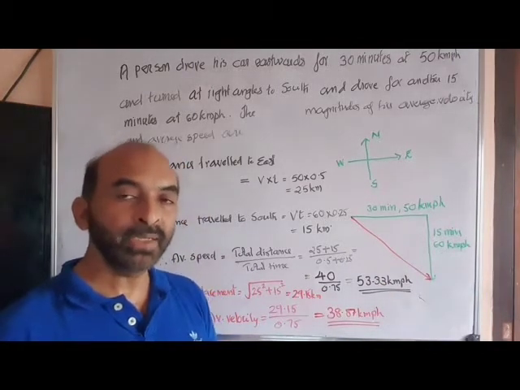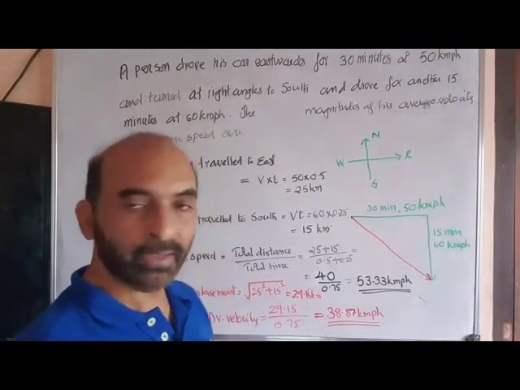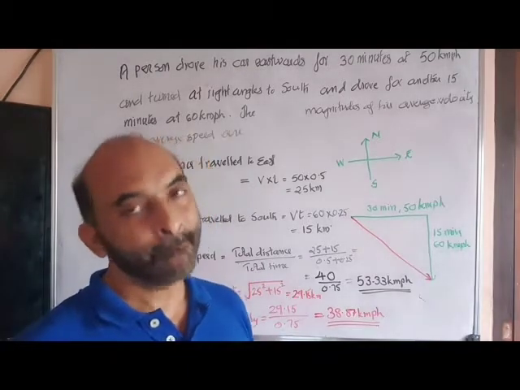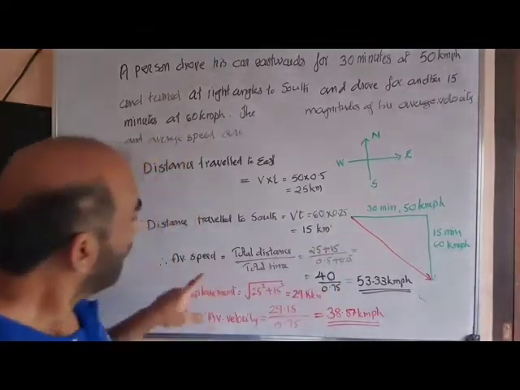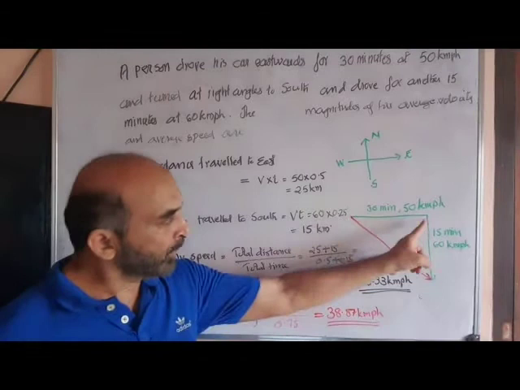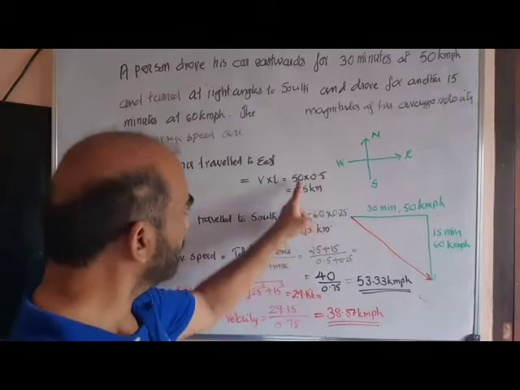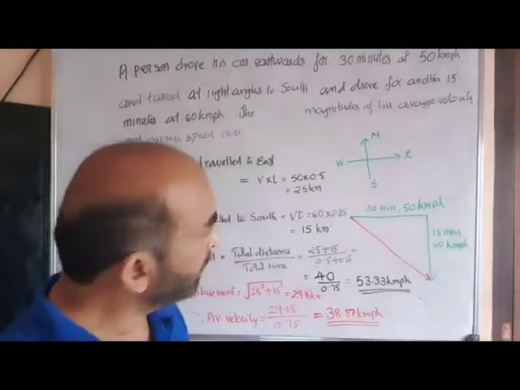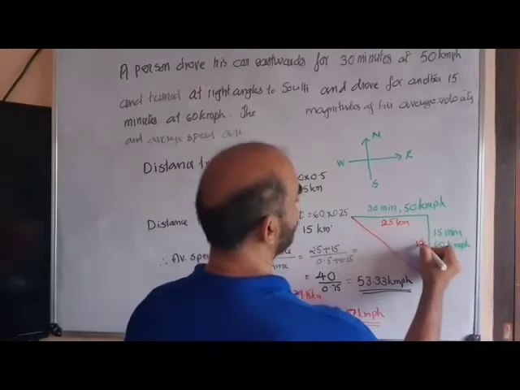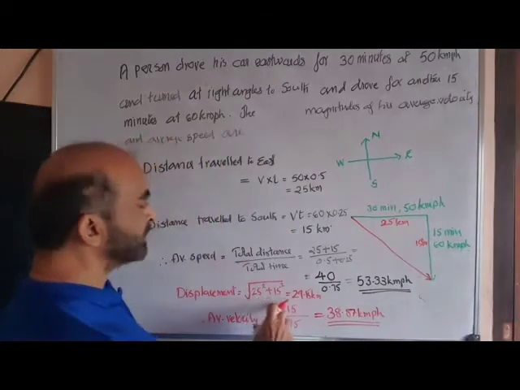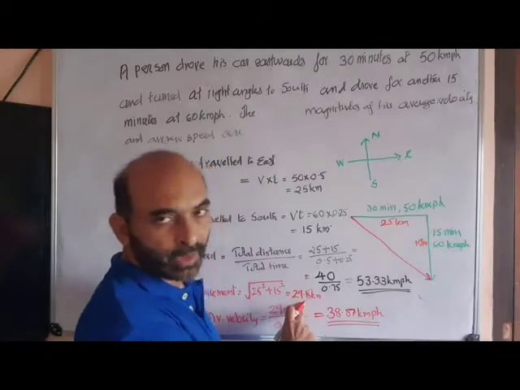Now we have to determine the displacement. Here the turning being at right angles, we can apply the Pythagoras principle to get the displacement of the journey. Displacement is 25 squared plus 15 squared. This is 25 km and this is 15 km. So 25 squared plus 15 squared under root gives you 29.15 km.